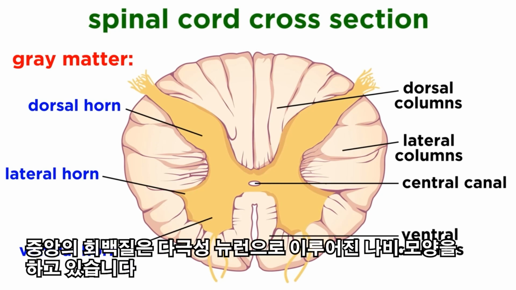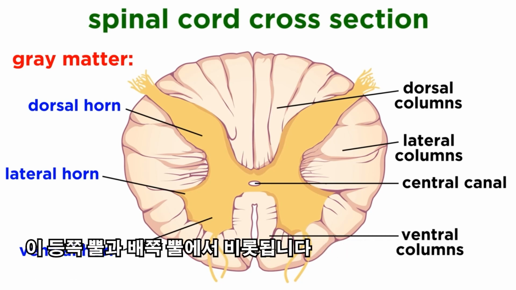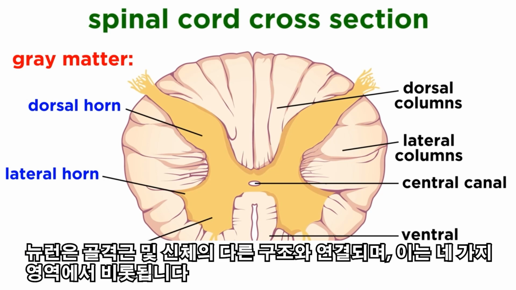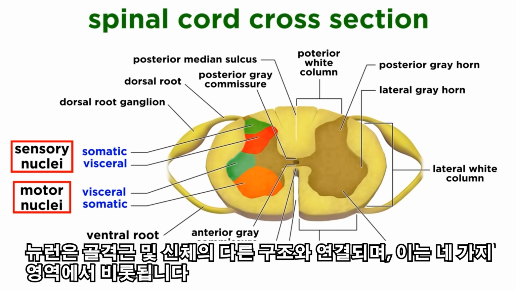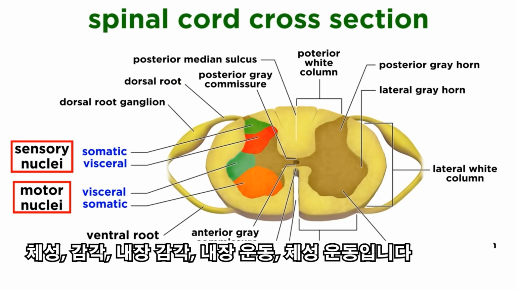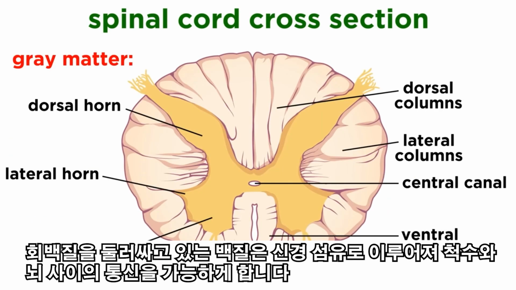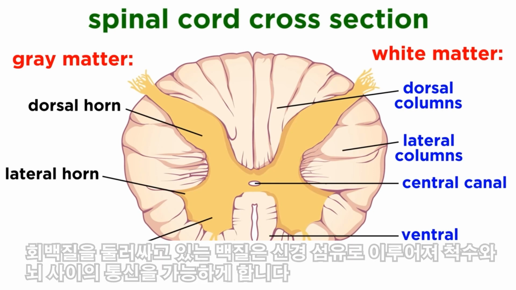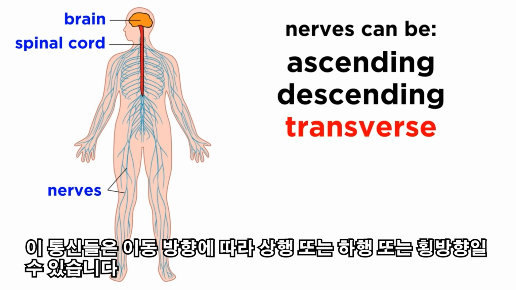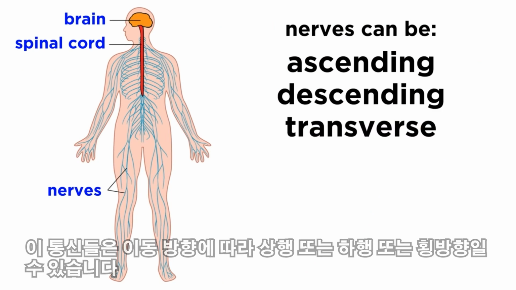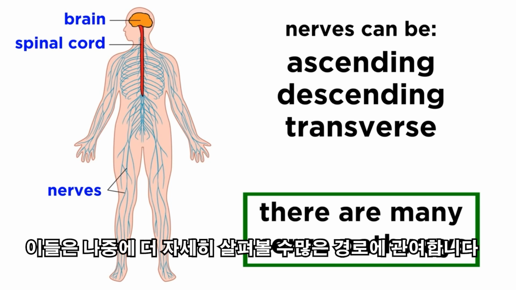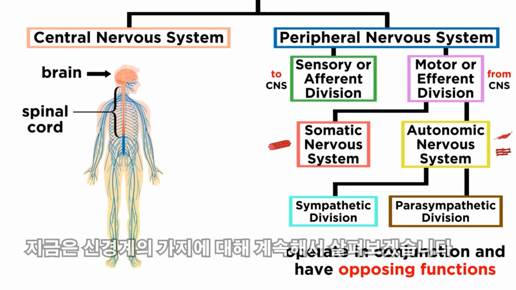The gray matter towards the center takes on a butterfly shape made of multipolar neurons. From these dorsal horns and ventral horns, neurons connect with skeletal muscles and other structures around the body, and these stem from 4 zones: somatic sensory, visceral sensory, visceral motor, and somatic motor. Surrounding the gray matter is white matter, made of nerve fibers that allow for communication between the cord and the brain. These can be ascending, descending, or transverse, depending on their direction of travel. These participate in an incredible number of pathways that we will investigate in more detail later. For now, let's continue through a survey of the branches of the nervous system.